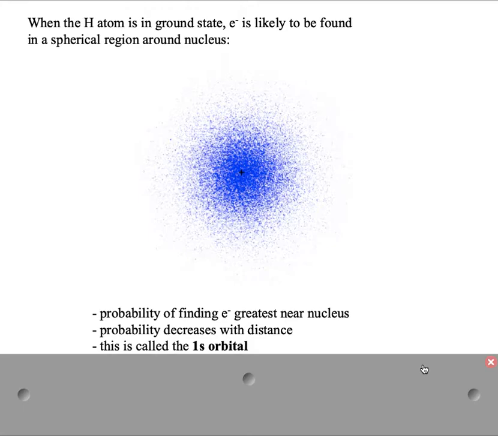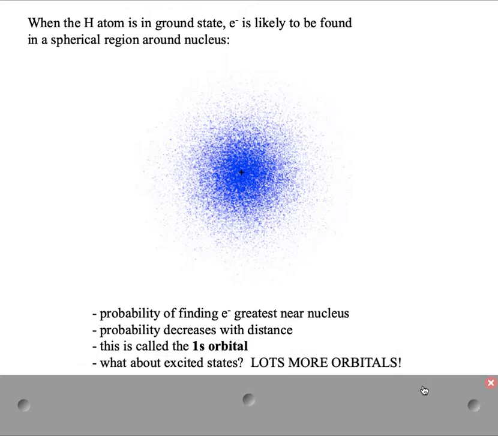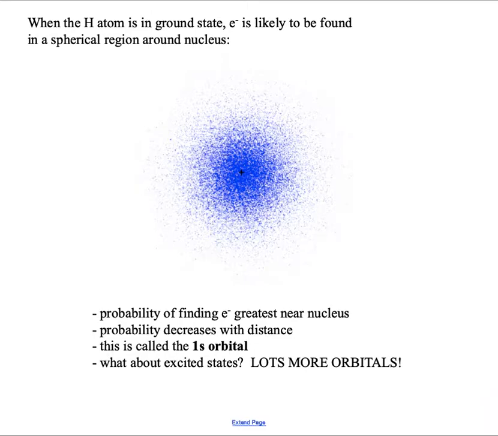As you'll see, orbitals have designations. This is called the 1s. This corresponds to the ground state. In the excited state, there are lots more orbitals. So let me now give you a very concise summary of the quantum mechanical model of the atom.